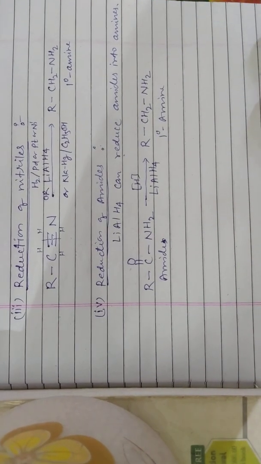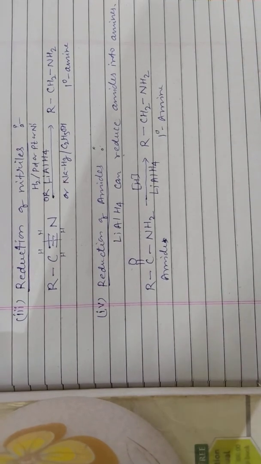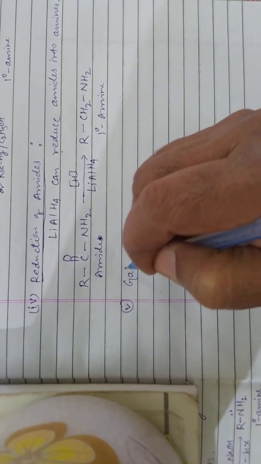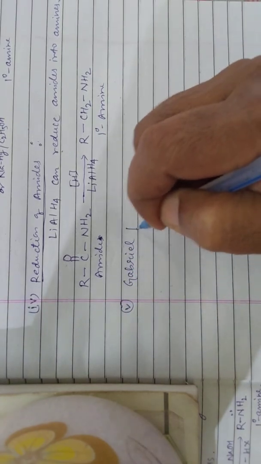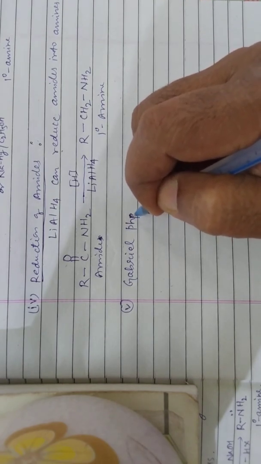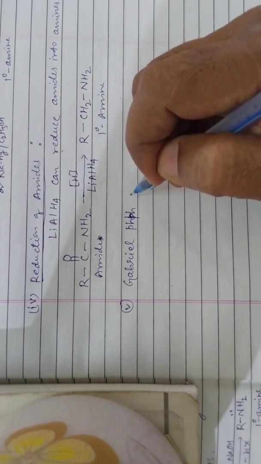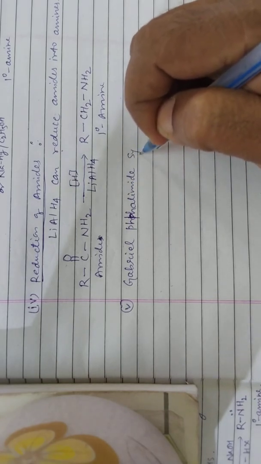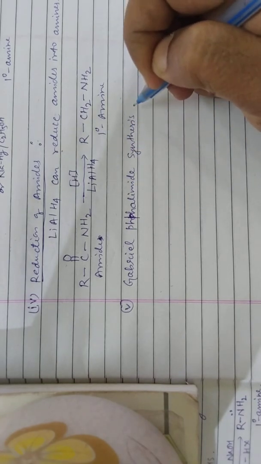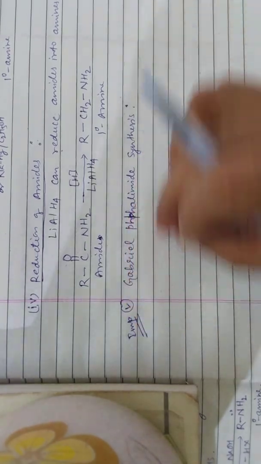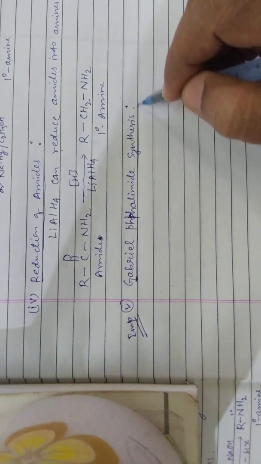Next, now you see the method is Gabriel phthalimide synthesis. This is a very important method. You must mark it, and in short notes it comes as important. So see the method in the notes.